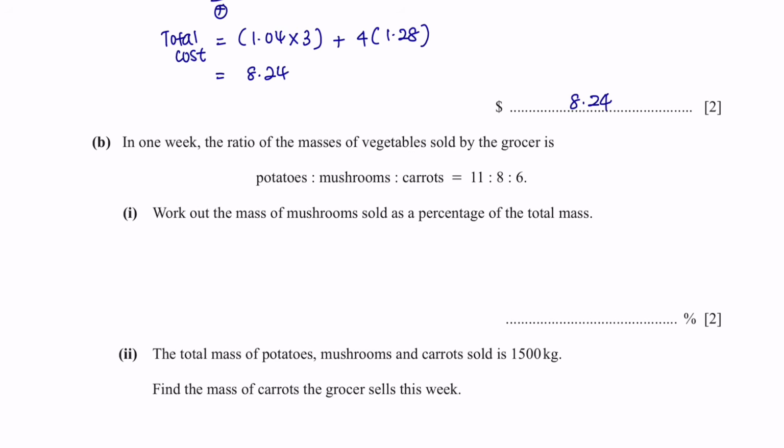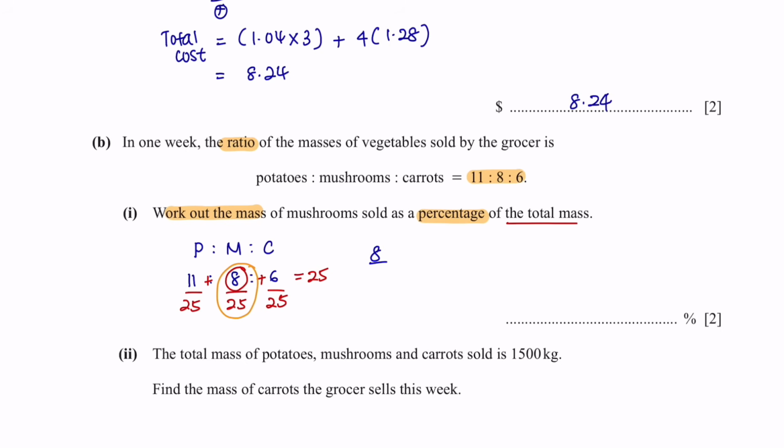Next, part B. In 1 week, the ratio of the masses of vegetables sold by the grocer is potatoes to mushroom to carrots 11 to 8 to 6. Part 1. Work out the mass of mushrooms sold as a percentage of the total mass. So we're looking to find the mass of mushroom over the total mass. The total mass would be the total of the ratio summed up, which is 25. So to find the percentage of this, we're going to use 8 over 25 times 100, giving us 32%.